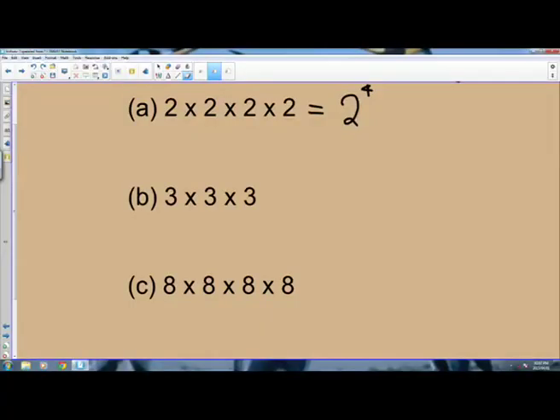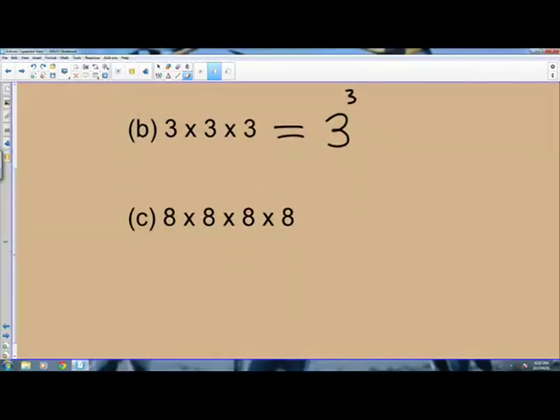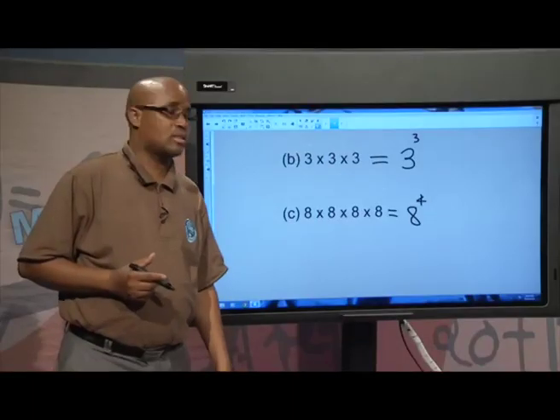We may as well look at the other form, 3 times 3 times 3. And then we are to express this in index form. How do we represent 3 times 3 times 3 in index form? The base is 3 because that's what we are multiplying. And then we are multiplying 3 how many times? We are multiplying 3 times. So this will be 3 to the power 3. And then, what about this one? 8 times 8 times 8 times 8. The base is 8 because we are multiplying 8 how many times? Here we are multiplying 8 4 times. So this is 8 as the base to the power 4. This simply says multiply 8 4 times.